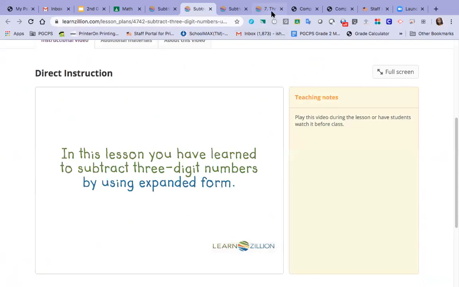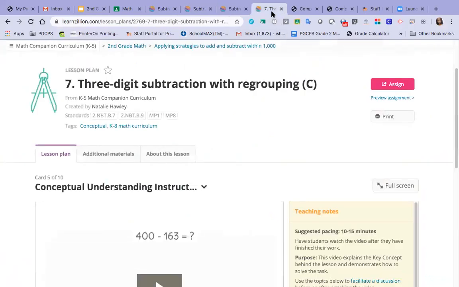Lastly, we have one more video, and I saved this one for last because it is dealing with regrouping. We know that we regroup when we're in a place value and we get more than 9. So when we have 10 or more, we have to regroup and move them over to the next place value. Whether it's more than 9 ones, we have to take them and make a 10. When we have more than 9 tens, we have to take them and make 100. Okay, so that's what this is going to show you all.